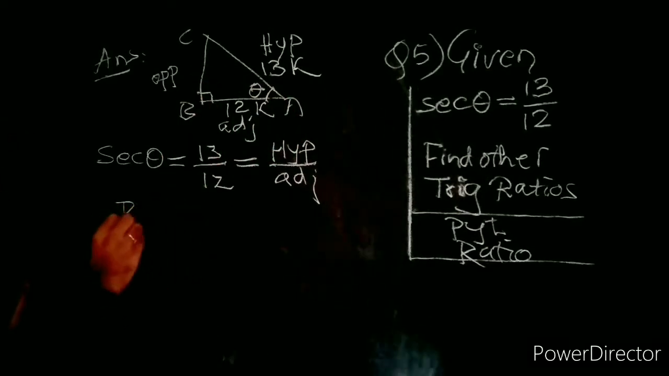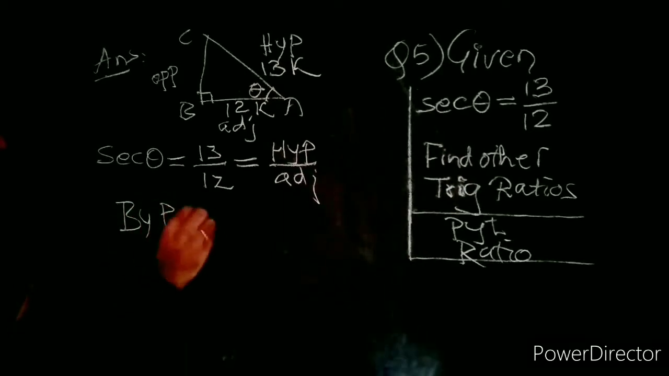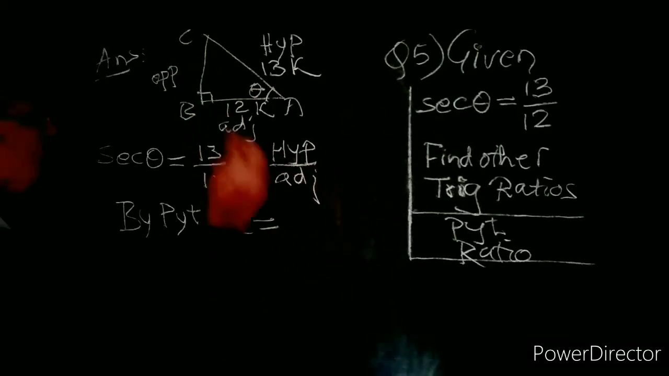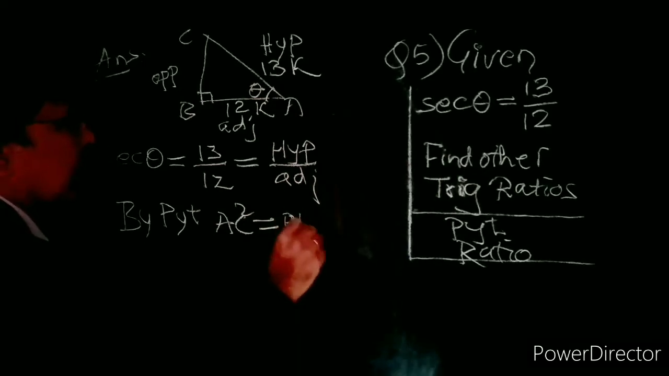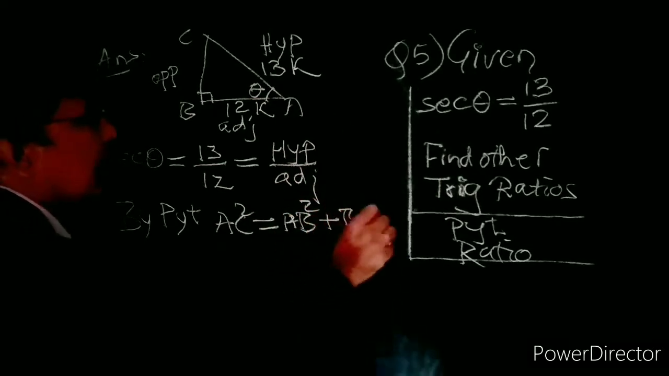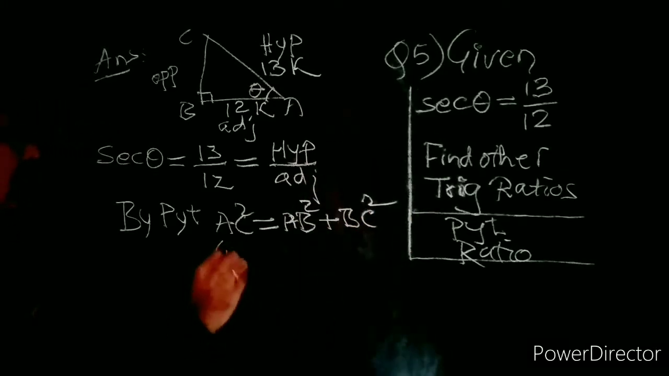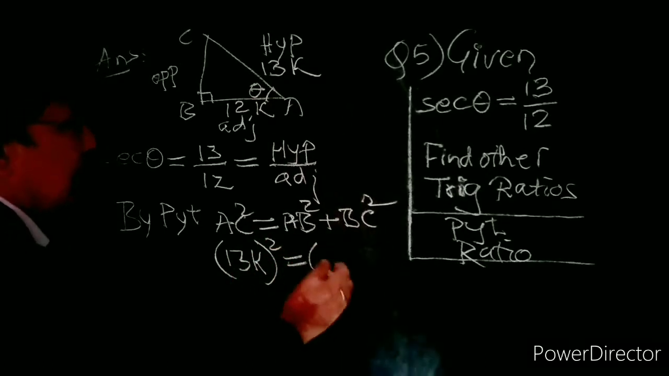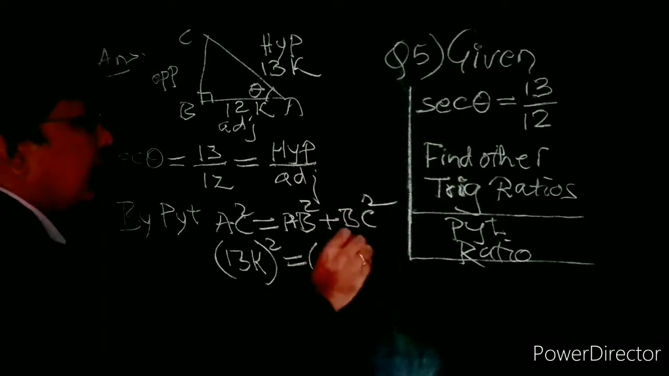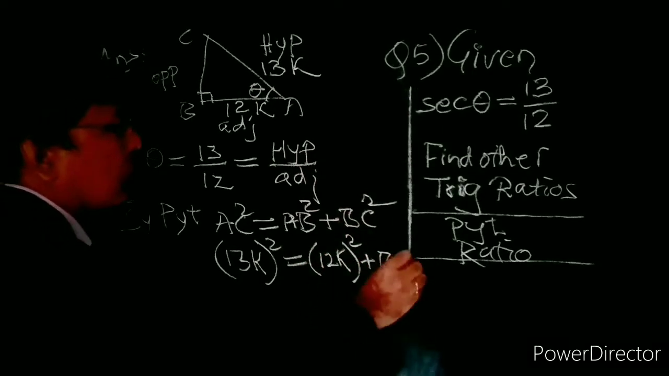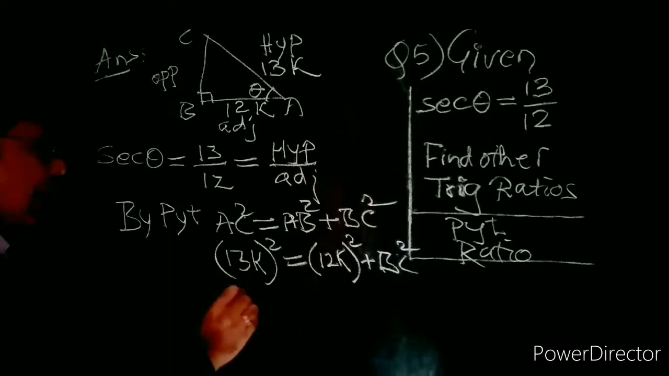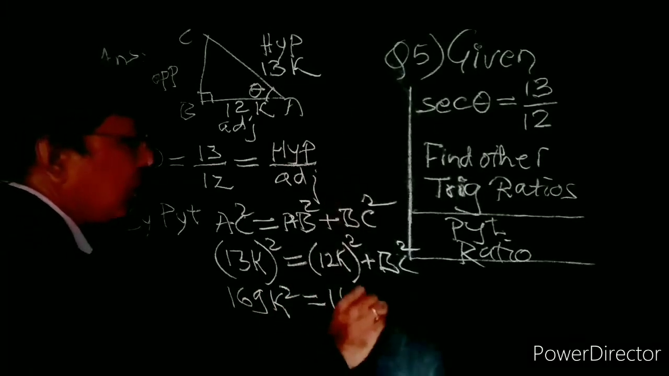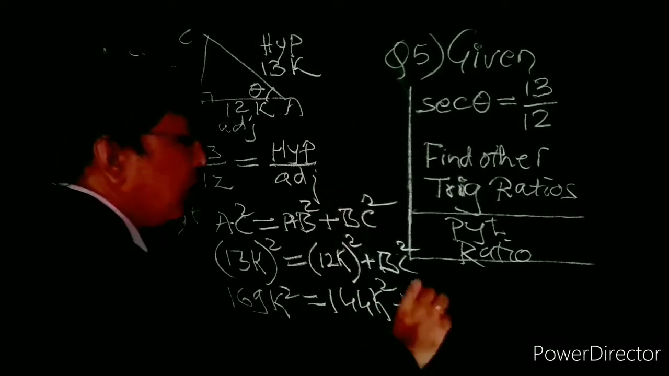Now by using Pythagoras theorem, hypotenuse square equal to, that is AC square equal to sum of squares of remaining two sides, that is AB square plus BC square. Now AC square is 13K whole bracket square and AB is 12K whole bracket square plus BC square. Now 13 square is 169, K square is K square, and 12 square is 144, K square plus BC square.